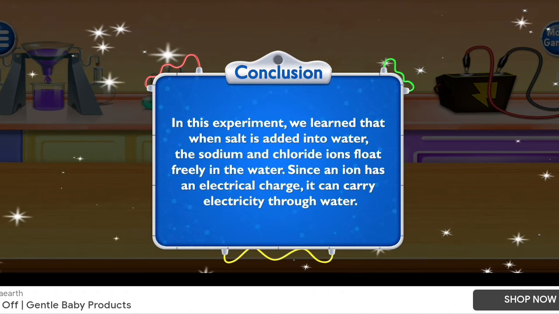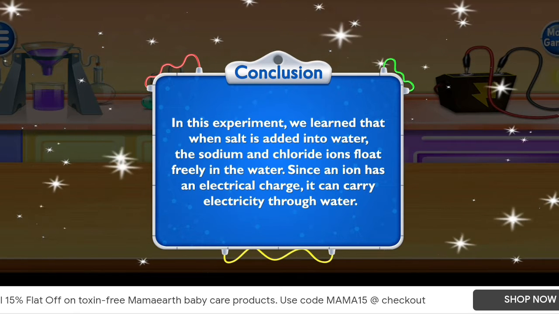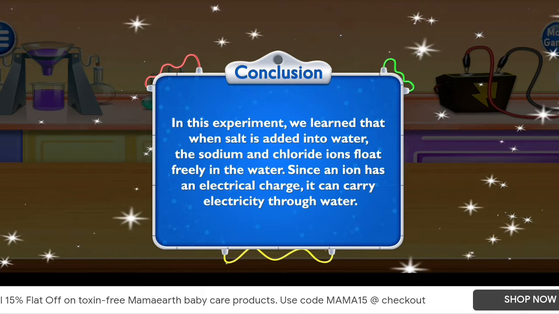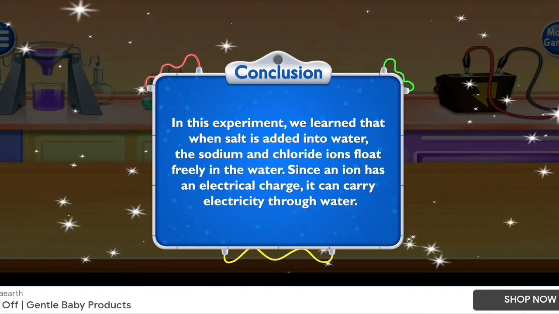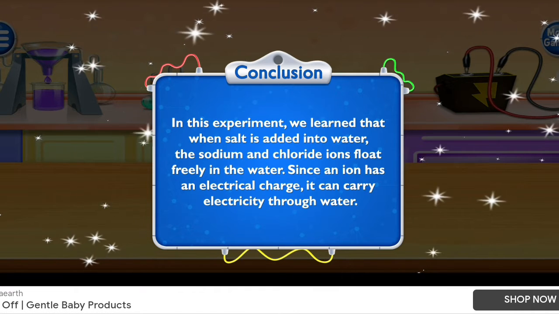In this experiment, we learned that when salt is added into water, the sodium and chloride ions float freely in the water. Since an ion has an electrical charge, it can carry electricity through water.